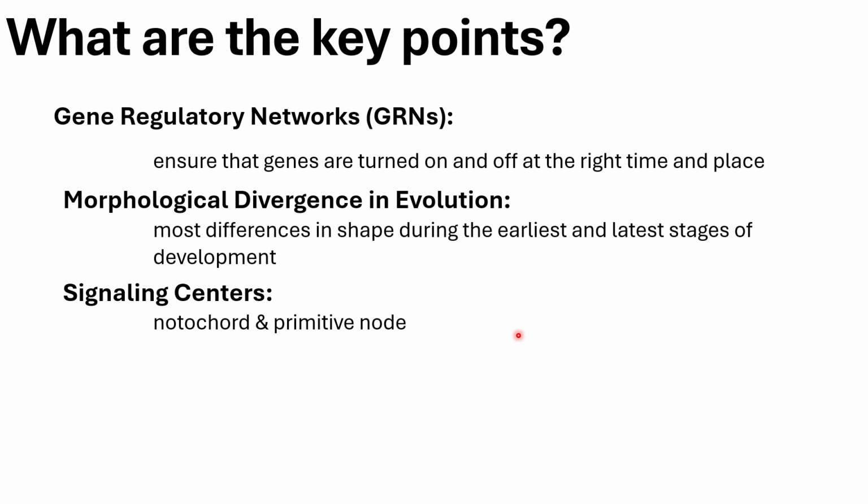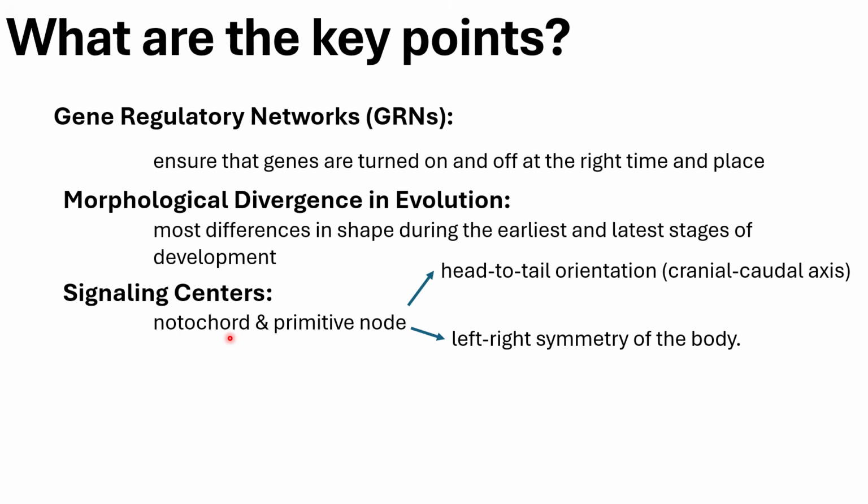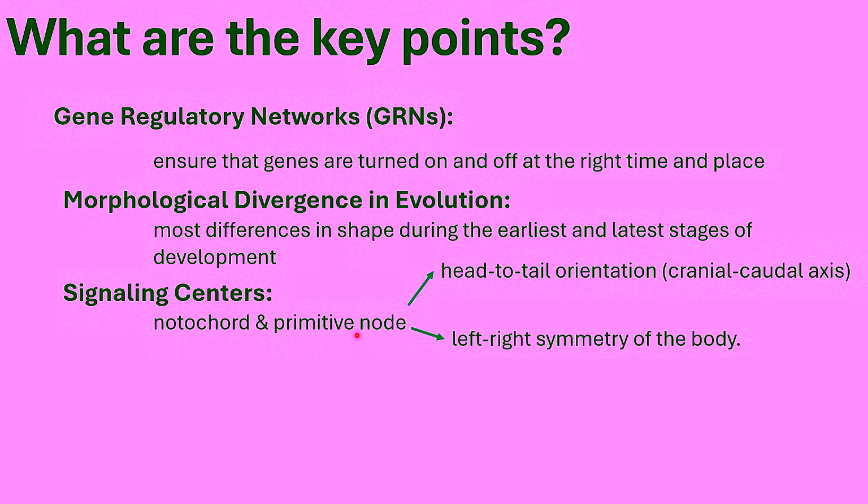So, next we have our signaling centers. This would be your notochord and your primitive node. These are actually found in the gastrula stage of your early development. So, for example, the head to tail orientation, or cranial or caudal axis, is actually dictated by your notochord, while the left to right symmetry of the body is dictated by your primitive node.